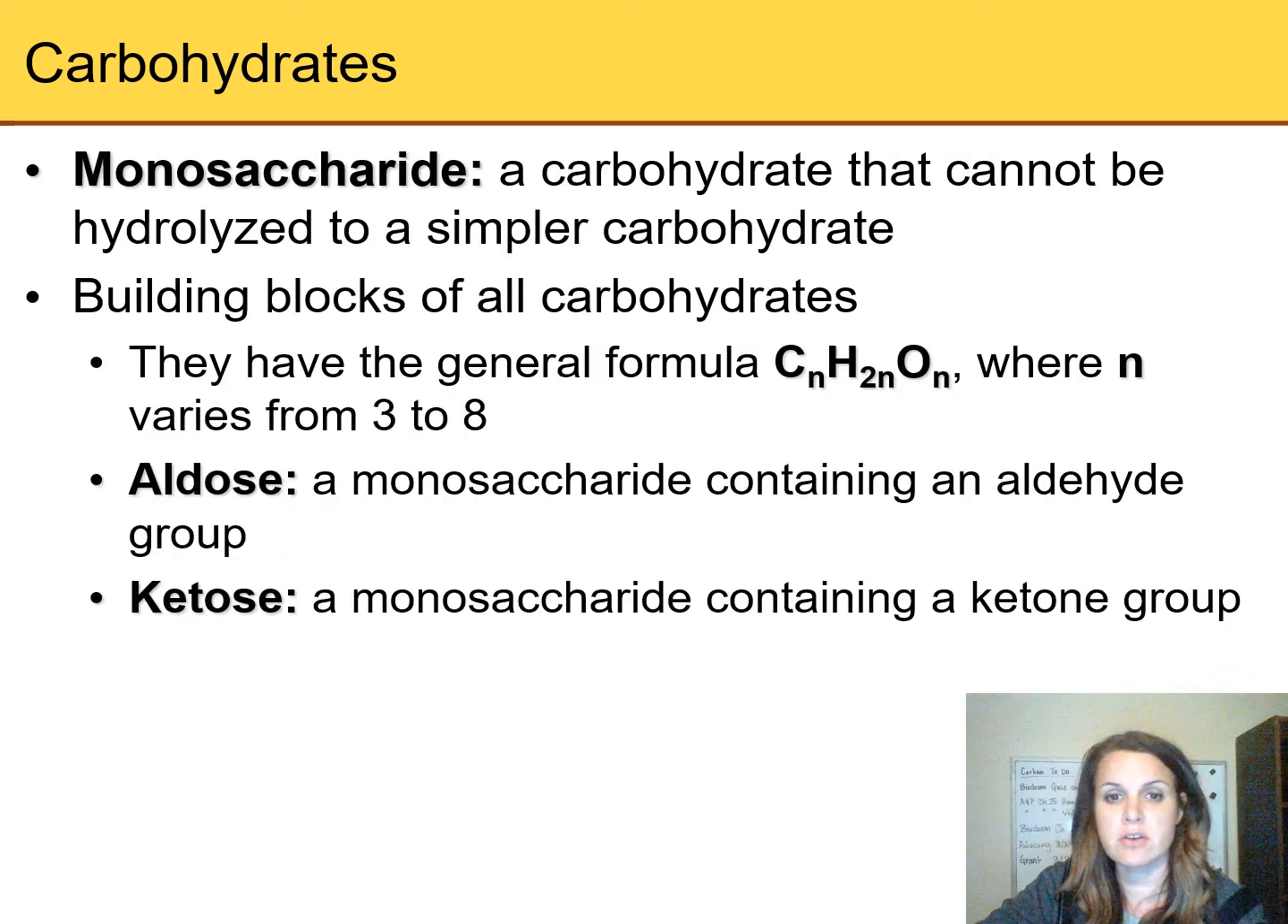We know that monosaccharides are the building blocks of all carbohydrates, and in general they have this formula, CnH2nOn, where n varies somewhere between 3 and 8. And as I said before, an aldose is a monosaccharide that has an aldehyde group that I showed you earlier, and a ketose is a monosaccharide that has a ketone group.